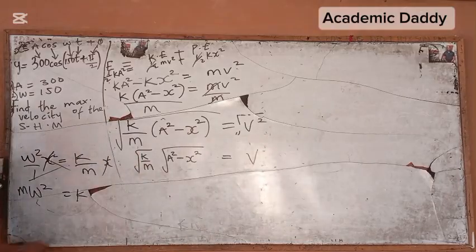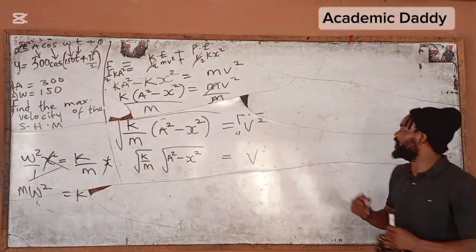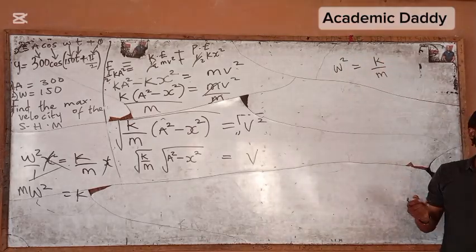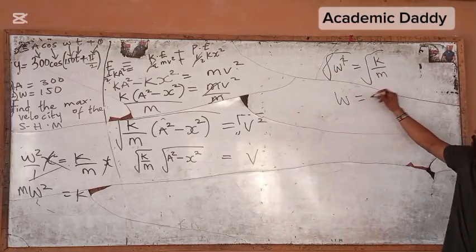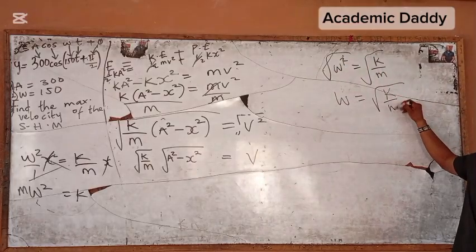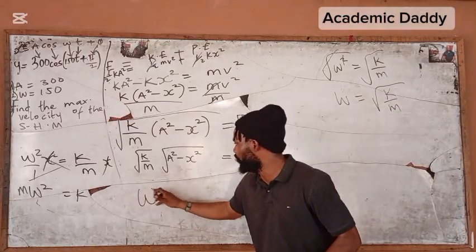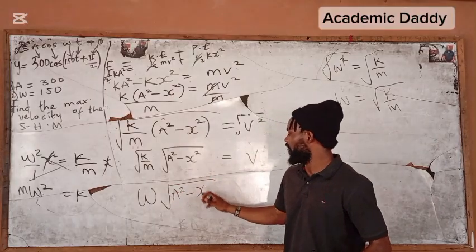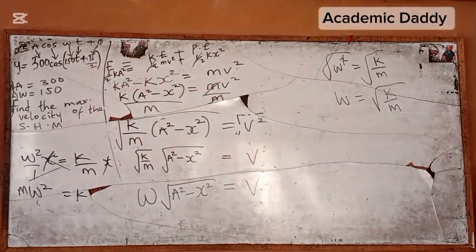If we remember very well, there is a place where we did that W squared is equal to K over M. Do you remember? Yes. And we said take the square root of both sides. Then W is equal to root K over M. Is it not true? Yes. I can replace this with W so that I now have W root A squared minus X squared is equal to V.